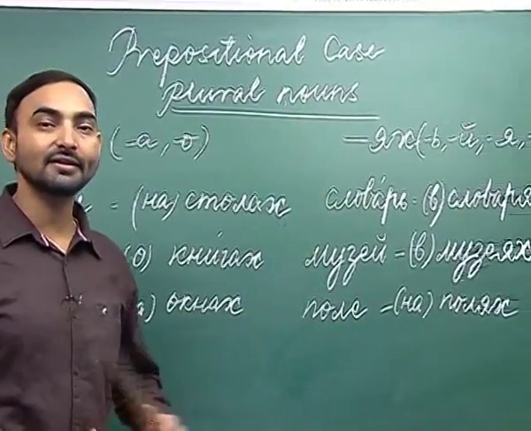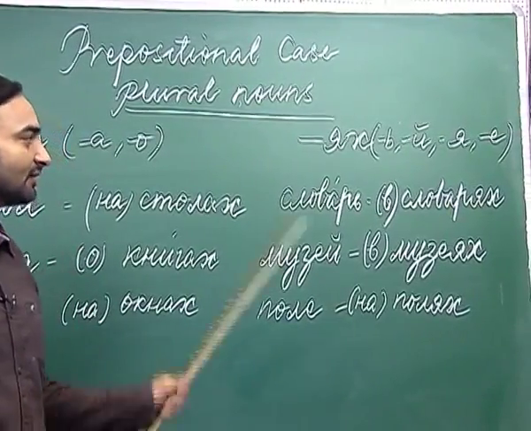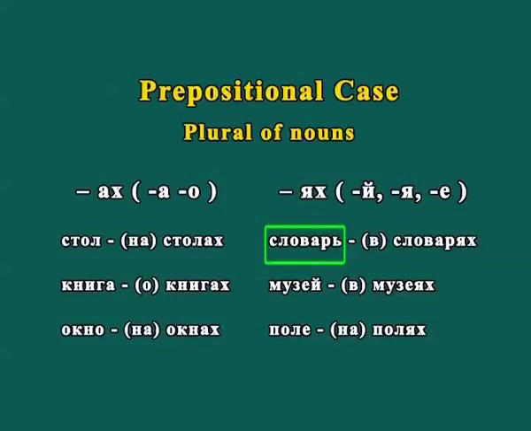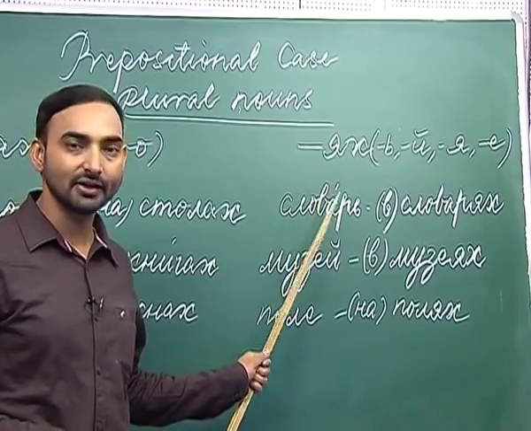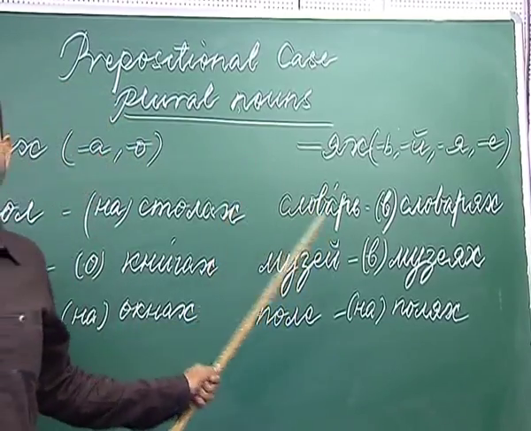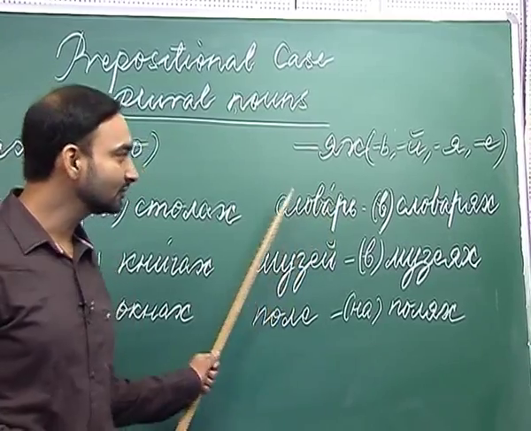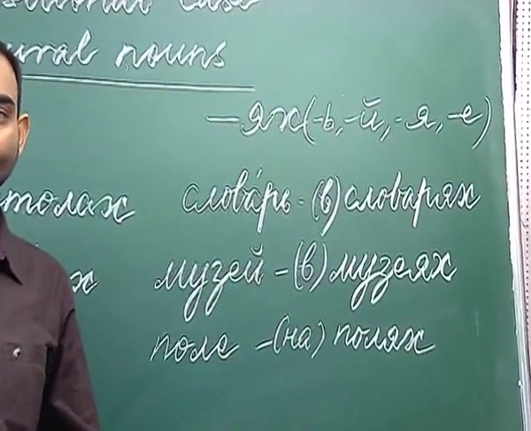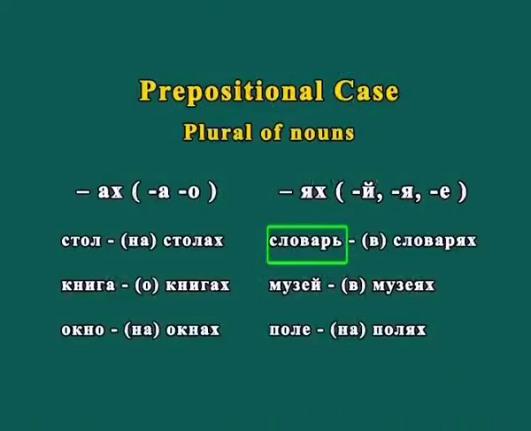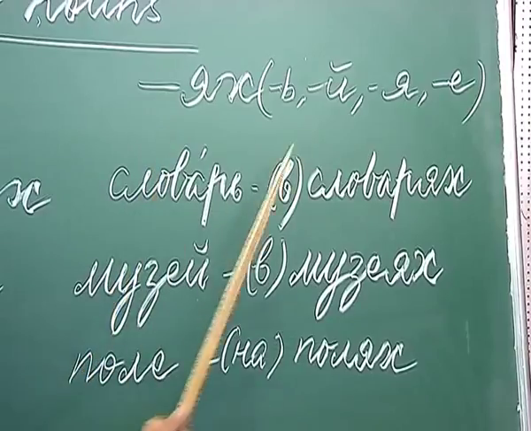Now, if the noun is a soft ending noun, for example, slovar. Slovar, as you can see, ends with a soft consonant r. So, what happens with a soft ending noun? We add yach to get its plural form in the prepositional case. Slovar, slovaryach.